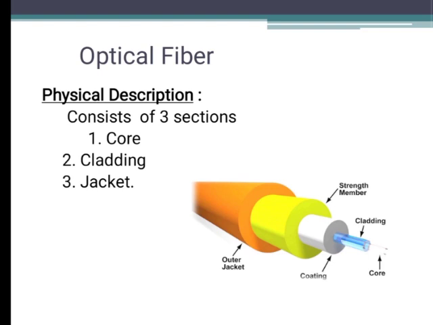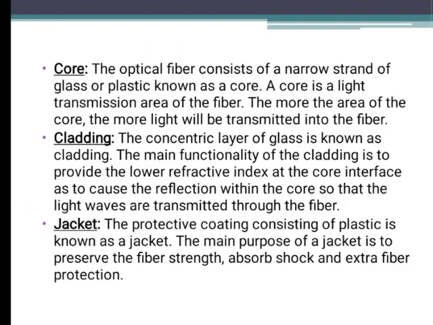Optical fiber cable. Its physical description: it consists of three sections. They are core, cladding, and jacket. Core: the optical fiber consists of a narrow strand of glass or plastic known as the core. A core is the light transmission area of the fiber. The larger the area of the core, the more light will be transmitted into the fiber.